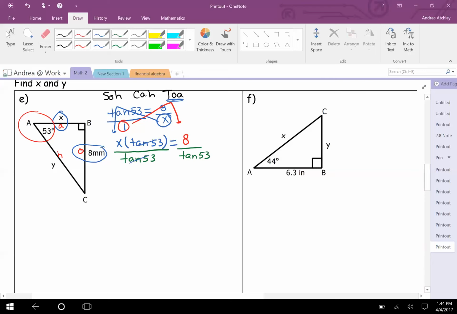These will now cancel out, and I'll get x equals 8 over the tangent of 53. Now we're going to use our calculators.